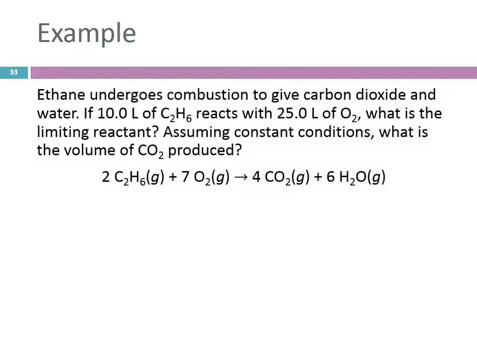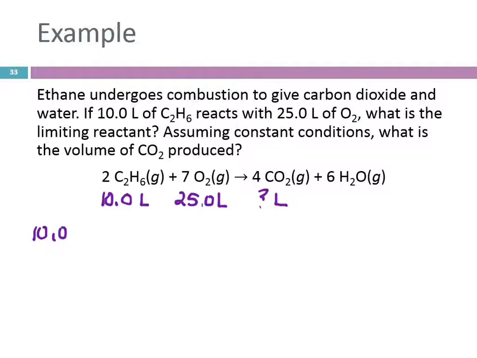Okay, another, like a real example. Ethane undergoes combustion to give carbon dioxide and water. 10 liters of ethane reacts with 25 liters of oxygen. What's the limiting reactant? Assuming constant conditions, what is the volume of CO2 produced? But this is a volume, so this is going to be easy. 10 liters of C2H6 and 25 liters of oxygen, and they're asking for amount of CO2. They're giving us quantities for 2 reactants. That means we need to do 2 calculations.